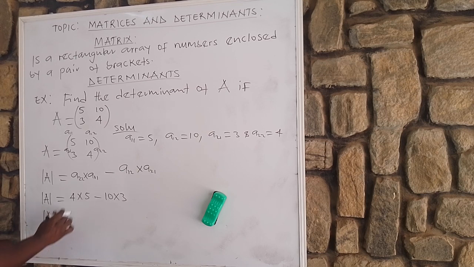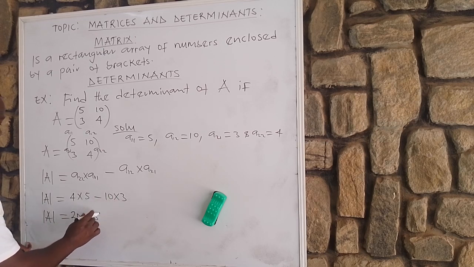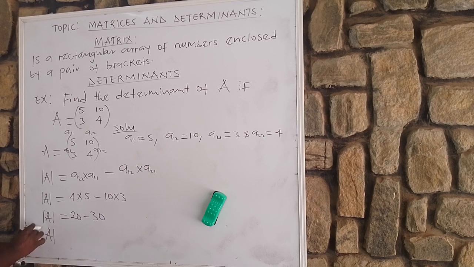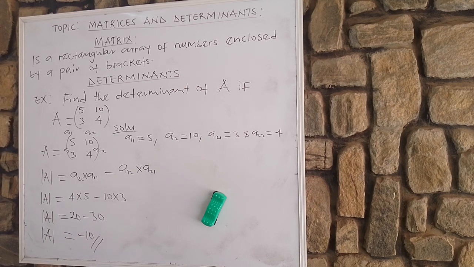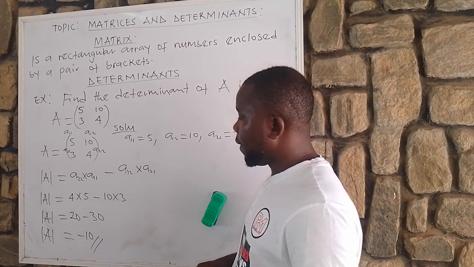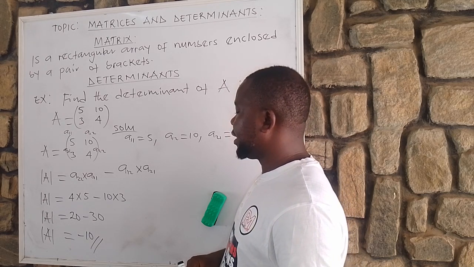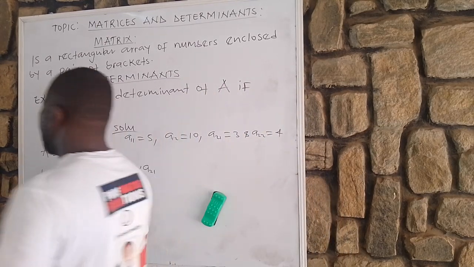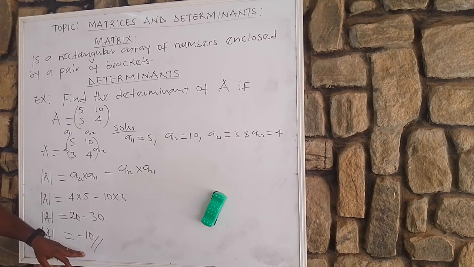So therefore, our determinant of A will now be equal to 4 times 5, which is 20, amen? Then minus 10 times 3, 30. So therefore, our determinant will now be equal to 20 minus 30, which is going to give us minus 10. Is it difficult? This is how to obtain a 2 by 2 determinant. So now let me show you how you can obtain a 3 by 3 determinant. Is that clear? So let's look at a 3 by 3 determinant.